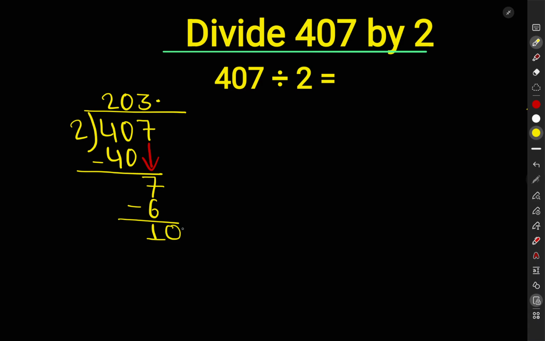So now it is 10, and 2 times 5 is 10. On subtracting it is 0. So 407 divided by 2 is 203.5.